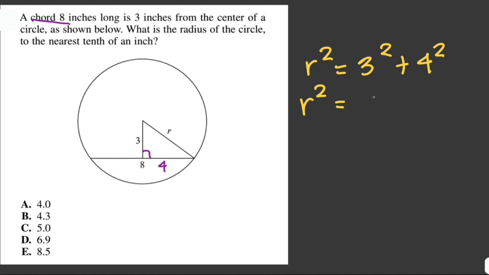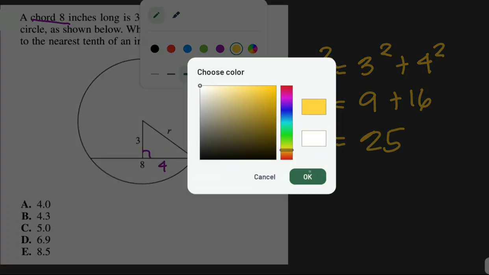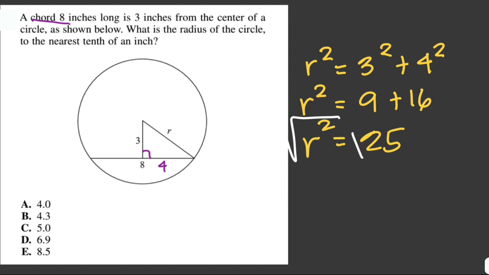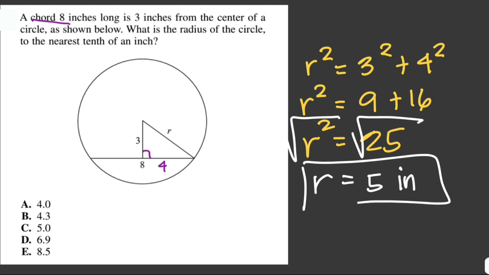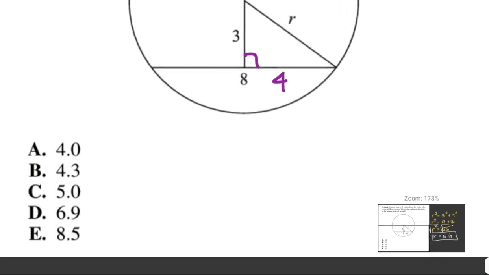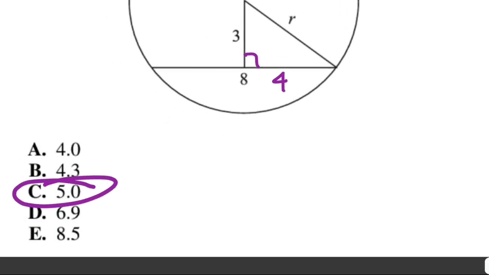Then r squared is equal to 9 plus 16, and 9 plus 16 is equal to 25. And then we get the square root of both sides. Therefore, r is equal to 5 inches. So the value of the radius is 5 inches. So the answer here is letter C.